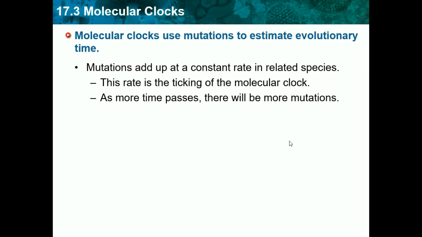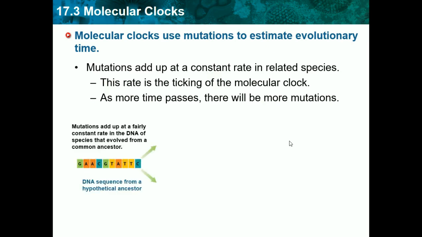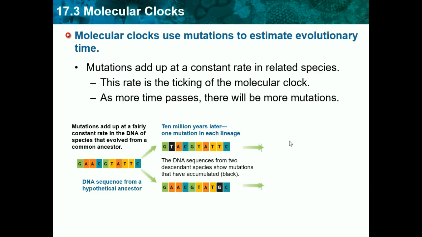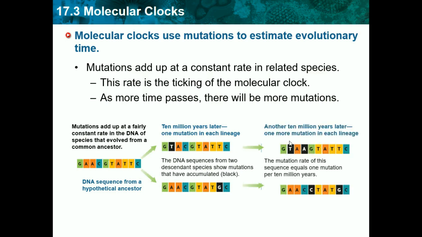As more time passes, there will be more mutations, and more differences as well. Mutations add up at a fairly constant rate in the DNA of species that evolve from a common ancestor. So it's saying mutations occur at a steady pace, so we can track them. Ten million years later, one mutation in each lineage. The DNA sequences from the two descendant species show mutations that have accumulated. The black ones are the mutations, and they're slowly changing and getting more different.